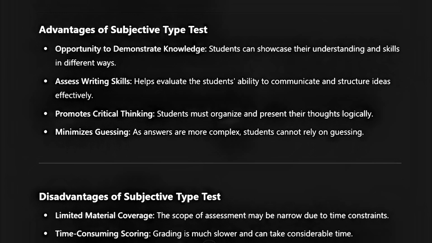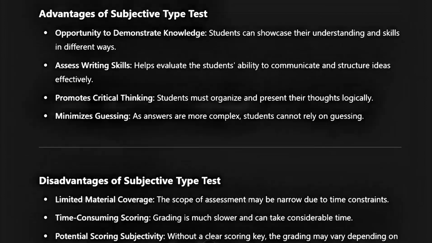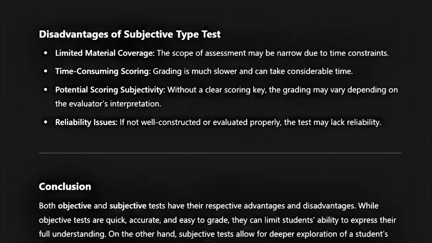Minimizes guessing. As answers are more complex, students cannot rely on guessing. Disadvantages of subjective type test. Limited material coverage. The scope of assessment may be narrow due to time constraints. Time-consuming scoring. Grading is much slower and can take considerable time. Potential scoring subjectivity. Without a clear scoring key, the grading may vary depending on the evaluator's interpretation. Reliability issues. If not well constructed or evaluated properly, the test may lack reliability.